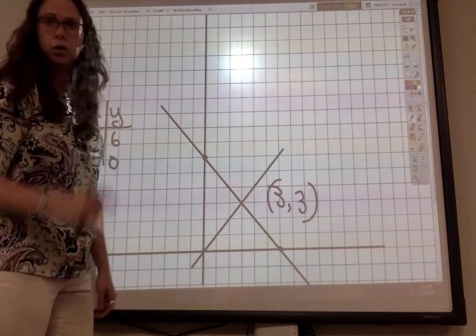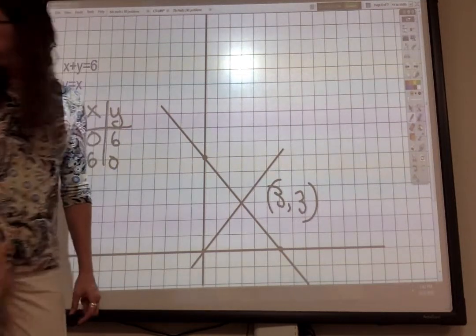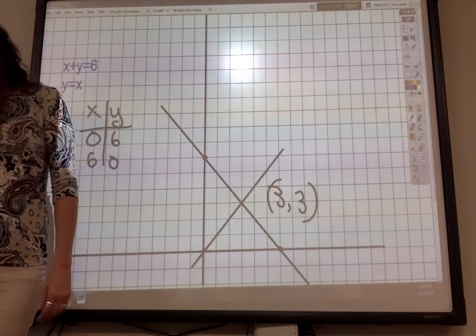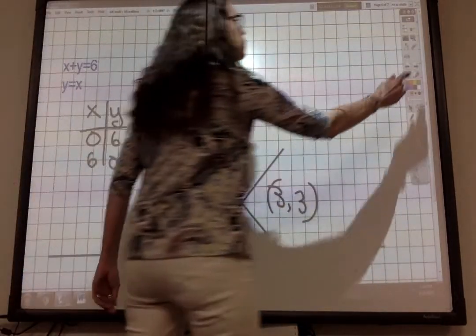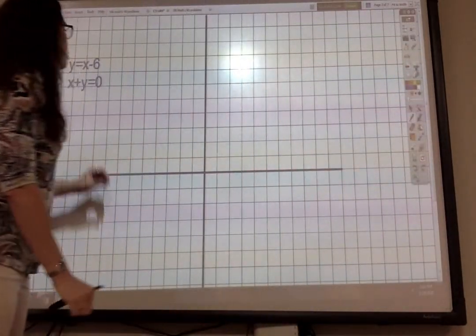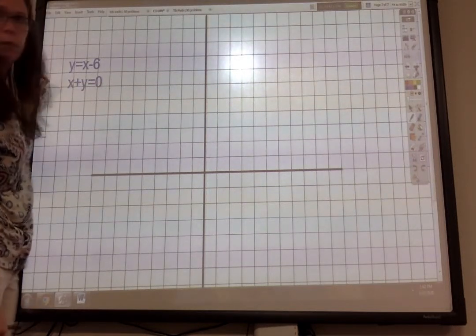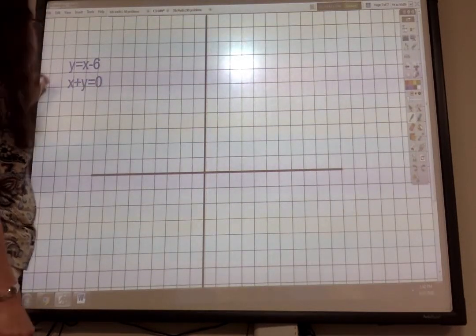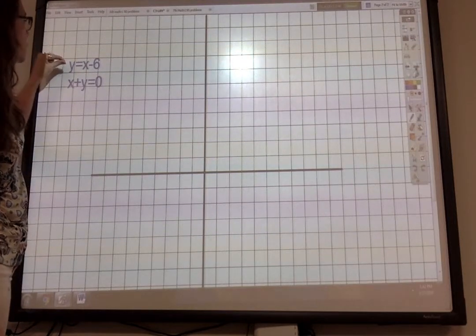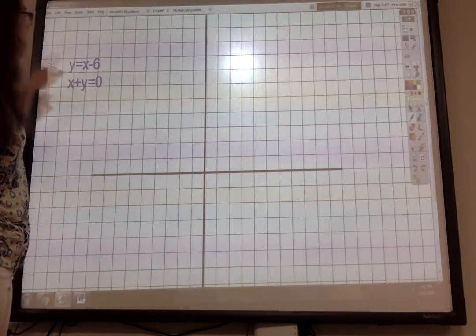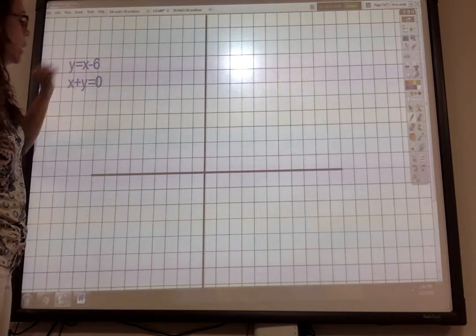So, see how close you were to being right on your prediction. And then the last one, D. Describe two numbers represented by the system of equations. So they give us y equals x minus 6, and then x plus y equals 0. So y equals x minus 6, this one is in our slope-intercept form. So we know our y-intercept is at negative 6.